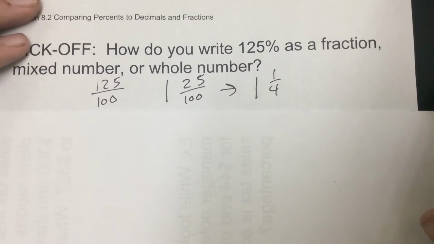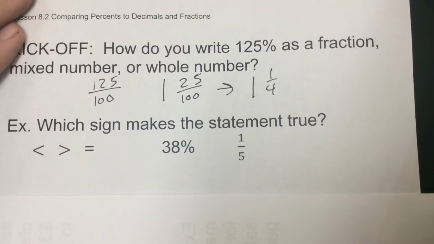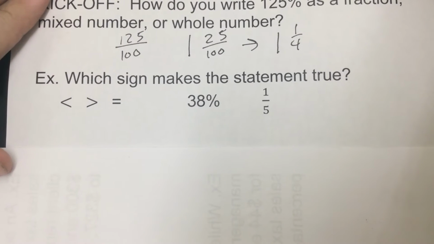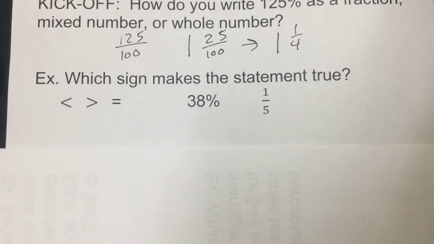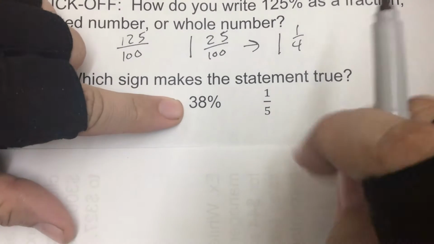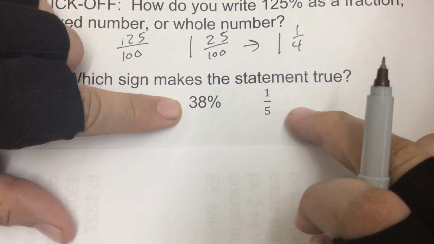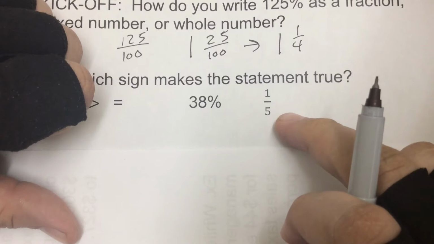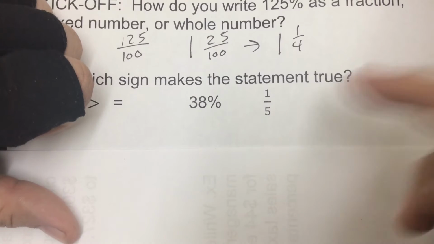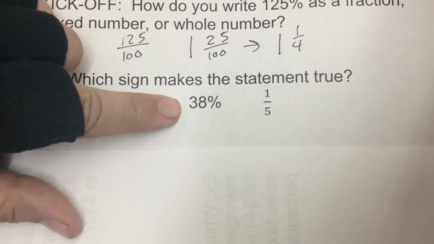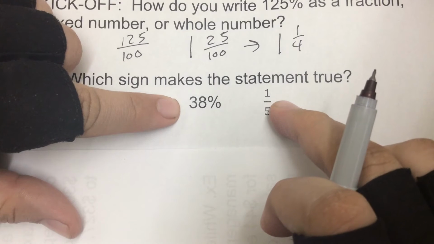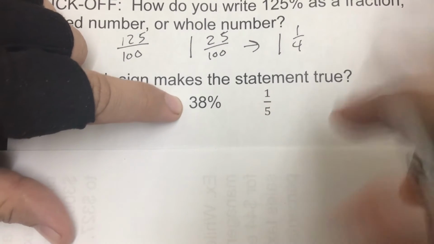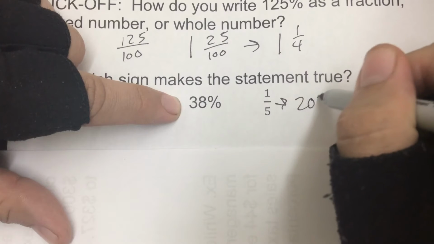Okay. So starting off here, we're going to have stuff like this. So which sign makes this statement true? Well, we have a less than, a greater than, or an equal sign. So one could be bigger, one could be smaller, or they could be the same. Now, here we have 38% and we have 1/5. We have two different types, so either we need to make this one a fraction, or we need to make this one a percent. Either way works. So I'm going to start off by making 1/5 a percent because I know 1/5 is 20%. That one's nice and easy for me.